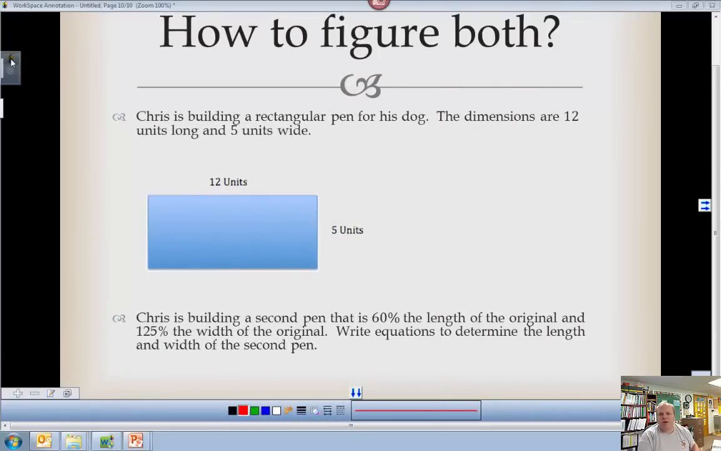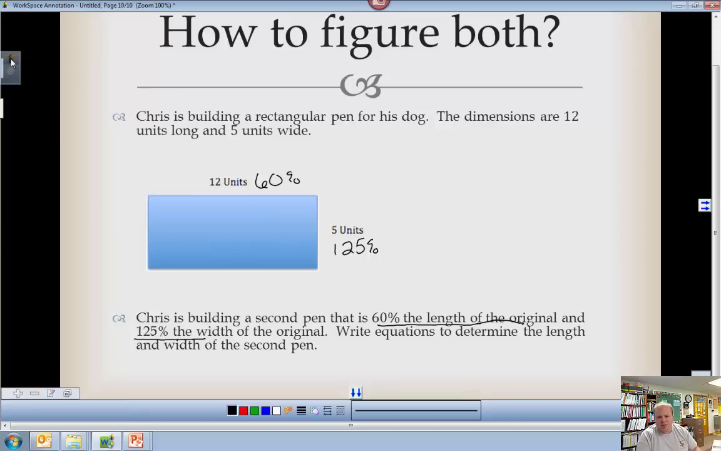It says Chris is building a rectangular pen for his dog. The dimensions are 12 units long and 5 units wide. Chris is building a second pen that is 60% of the length of the original, and so this is going to be 60%, and 125% of the width. This is going to be 125%. It says write equations to determine the length and width of the second pen. Basically, I want to know what the new length and the new width is.